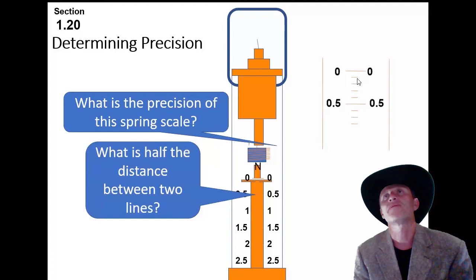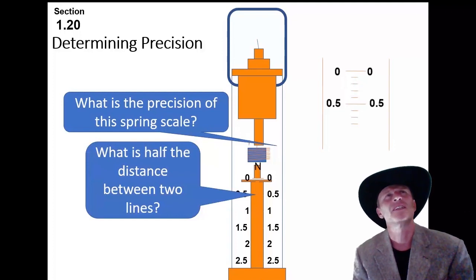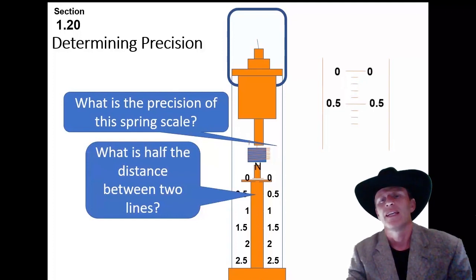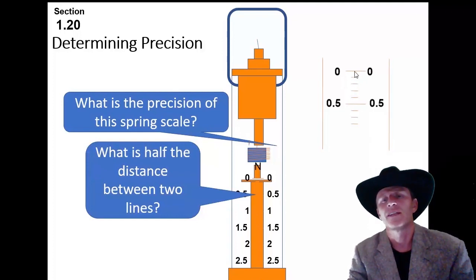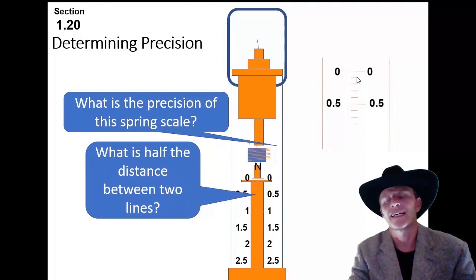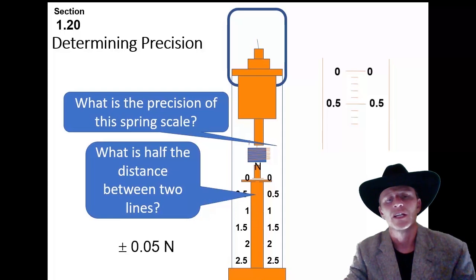So what is 0.5 divided 5 ways? Well, that might be a little bit hard to do in your head, maybe. What is point? That's easy. 0.5 divided 5 ways is 0.1. So 0.1 is how far it is from one line to the next, and the precision is half of that. So 0.1, just like a dime, half a dime's a nickel, 0.05 would be the precision.